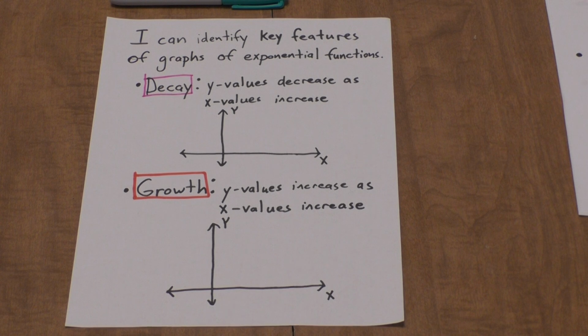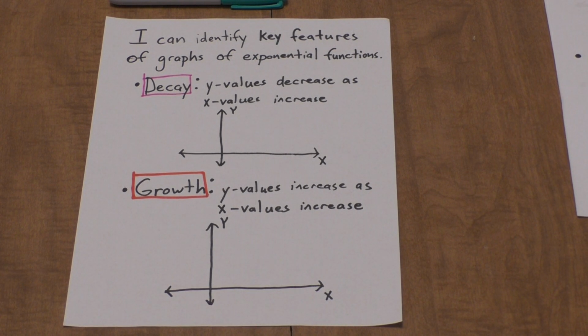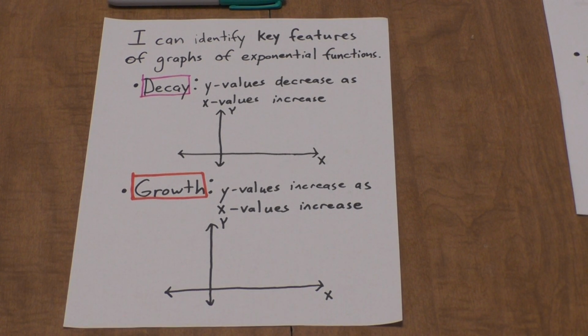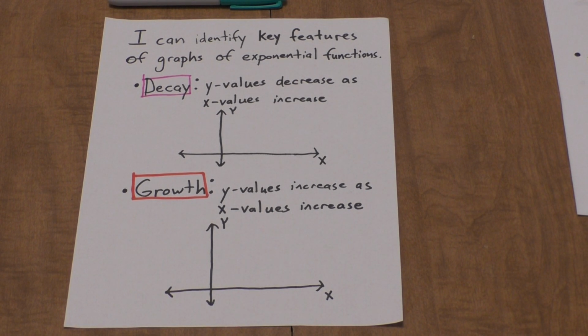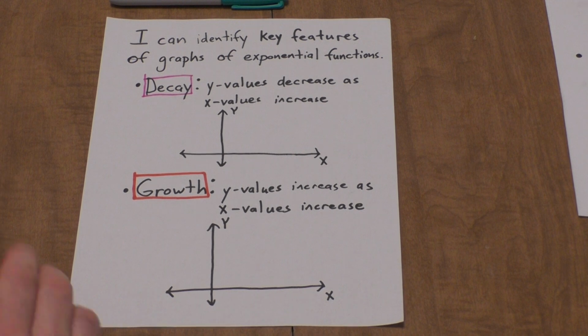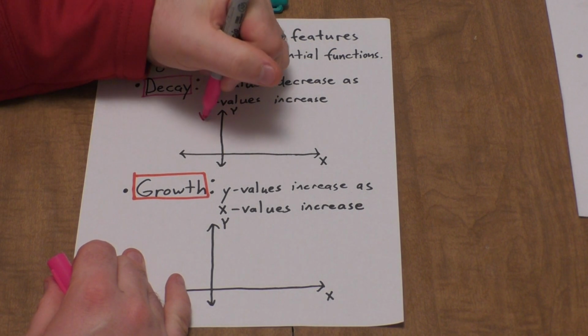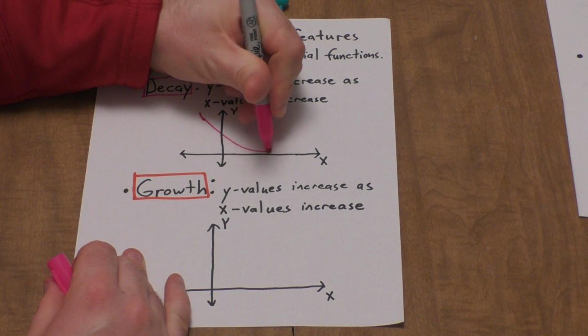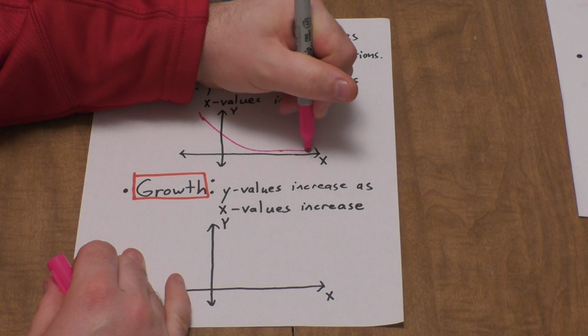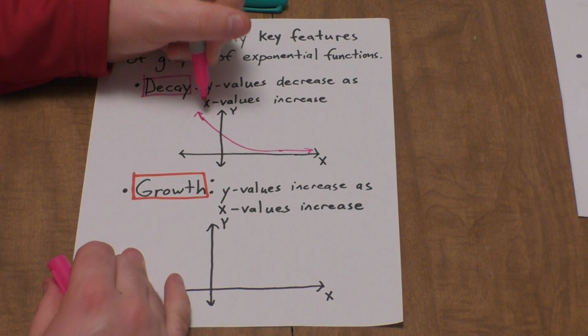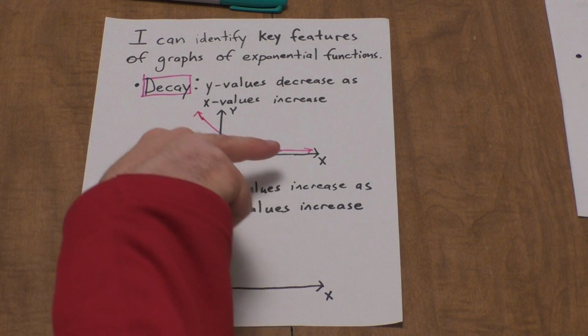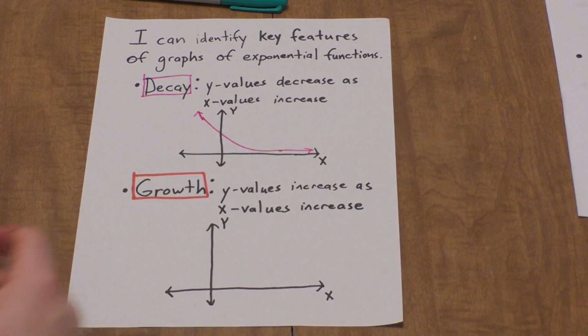I'll show you guys some key features of graphs of exponential functions. The first thing is to illustrate when an exponential function is in decay or growth. Decay means that y values are decreasing as x values increase. So the way that the graph would look is this. It starts from a high point and it goes slowly into a lower value. Okay? So as the x values go this way, the y values decrease.